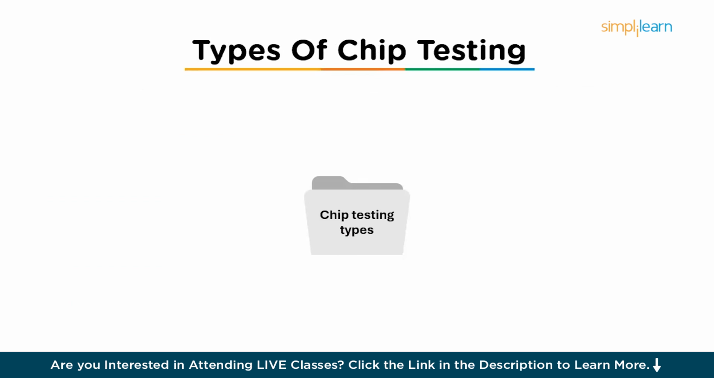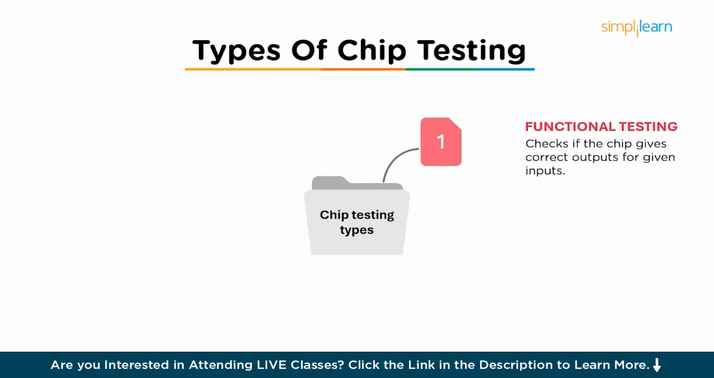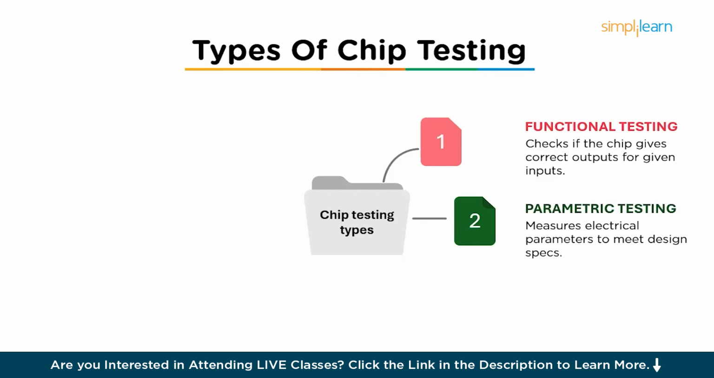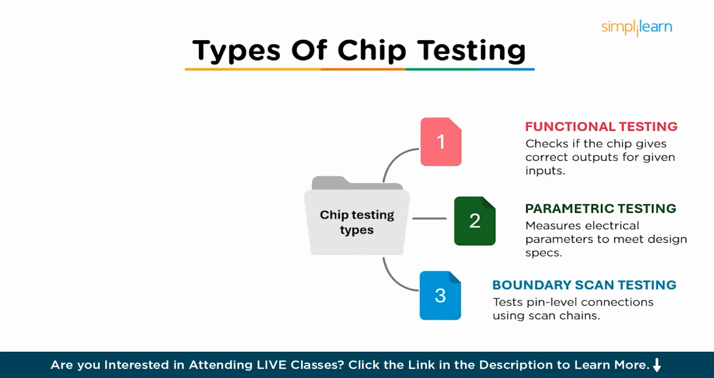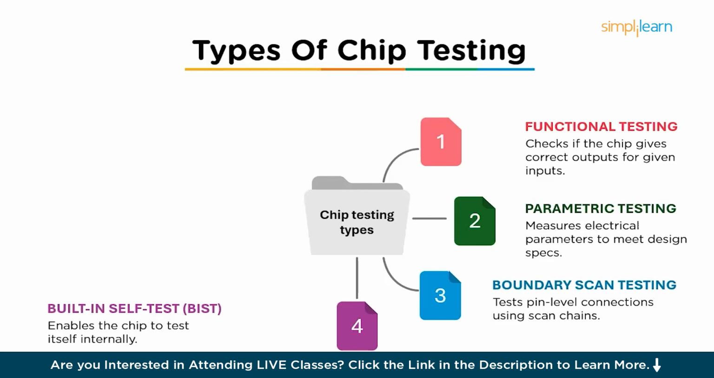So what are the types of chip testing? The first one is functional testing. It checks if the chip gives the correct output for a given input or not. Then comes parametric testing. It measures electrical parameters to check that they meet design specifications. Then comes boundary scan testing. It tests pin level connections using scan chains. Then comes built-in self-test.